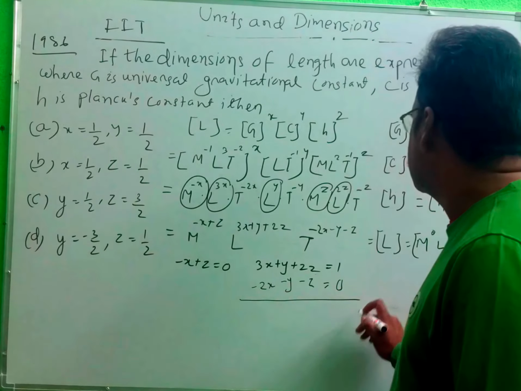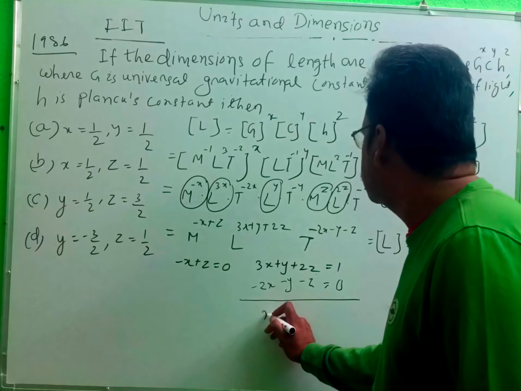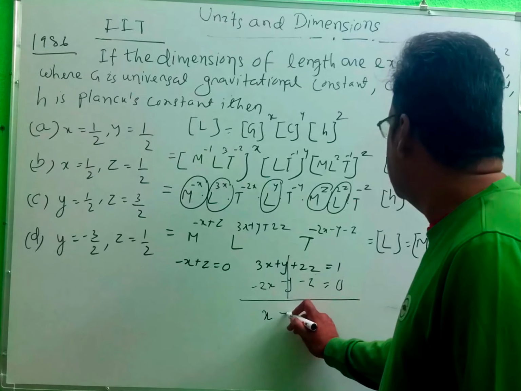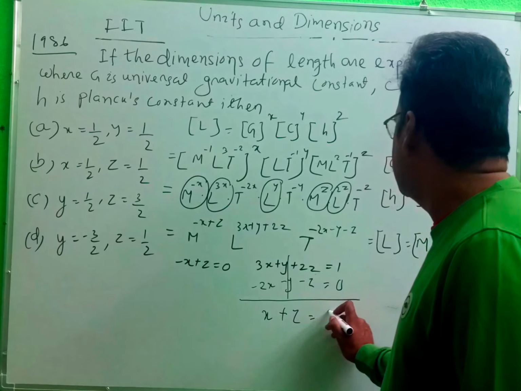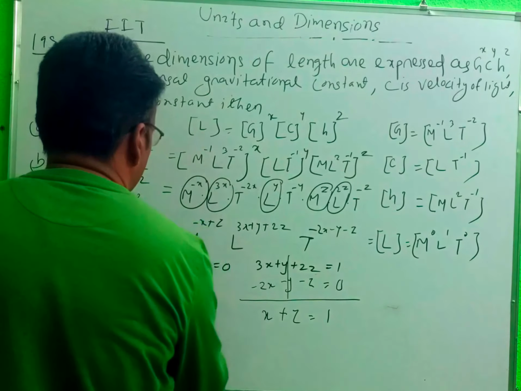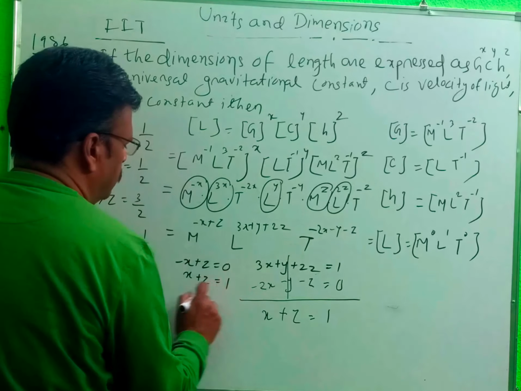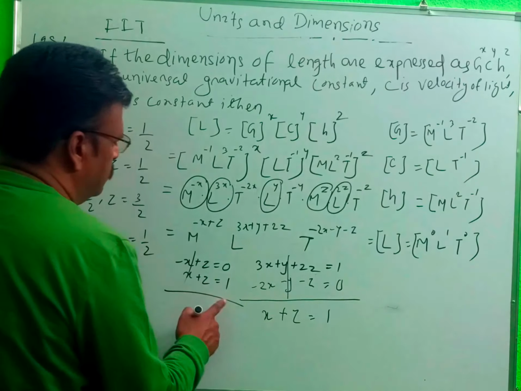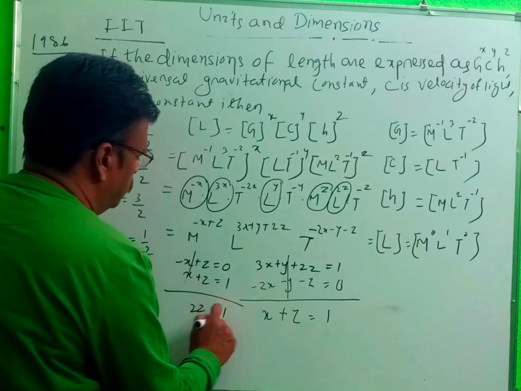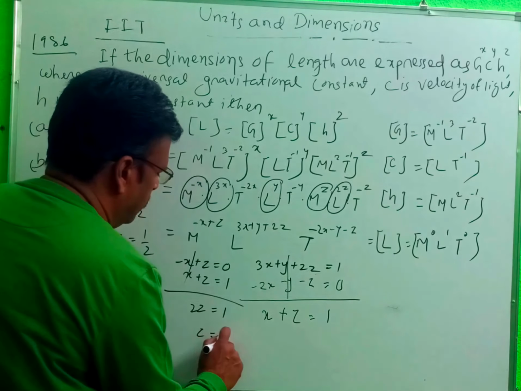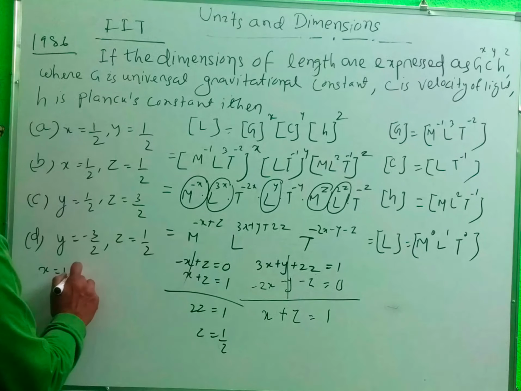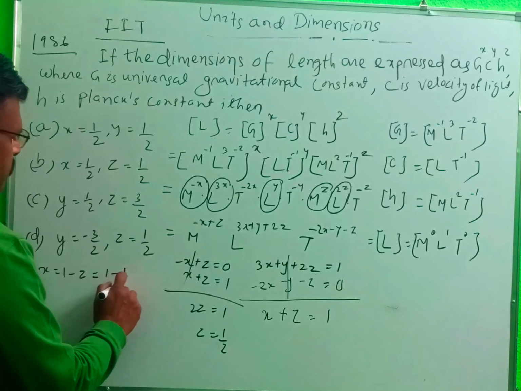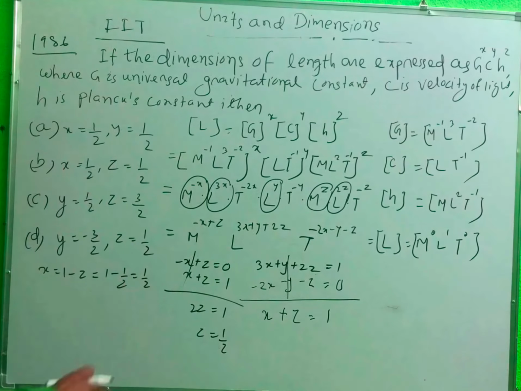So let us add these equations. 3x minus 2x means x, student, y cancel, and this is 2z minus z means z, so x plus z is equal to 1. We got x plus z is equal to 1, so we can write it here x plus z is equal to 1 and add these two equations so that 2z becomes 1 or z becomes, student, half. Then what is x? x plus z is equal to 1, so x is 1 minus z or 1 minus half is equal to half. Okay, student? This is the value of x is half, z is half.